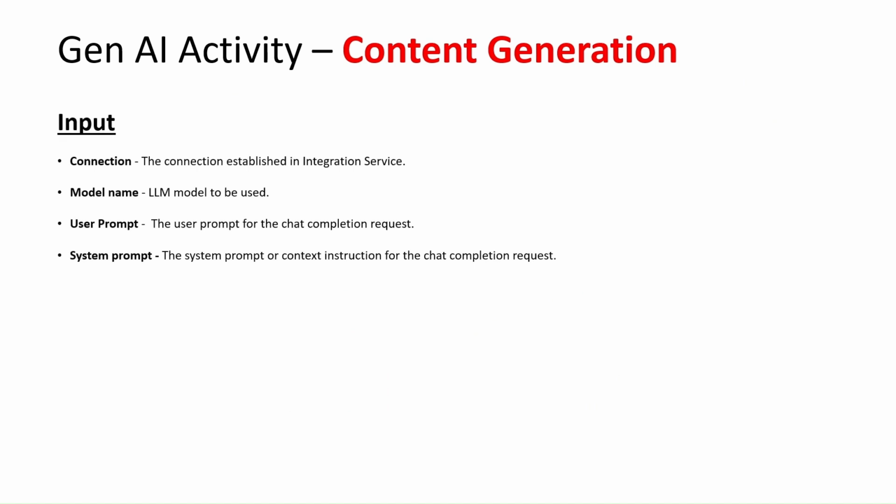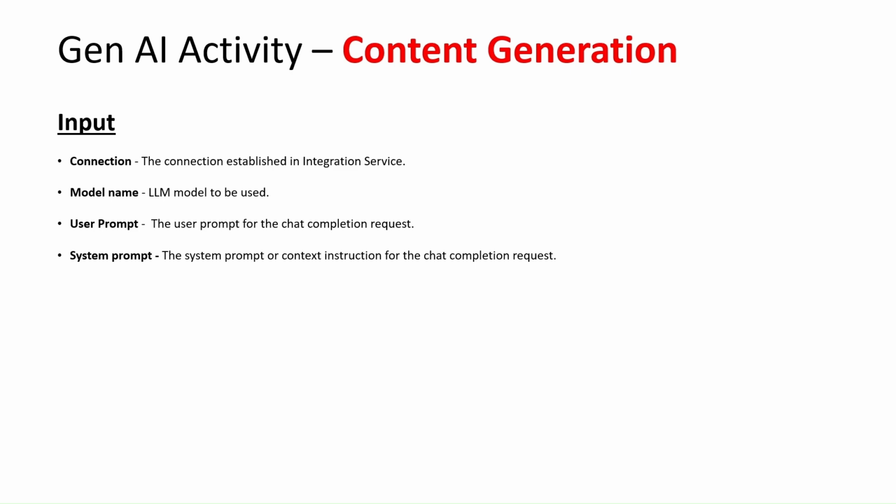As an input, this particular activity expects three mandatory parameters. One is the connection, the connection we have established in the integration service, right? Second is the name of the model that we want to use. So we have to pass in the model name. Third is the user prompt. The user prompt is something that the user will pass in. For example, as a user, I want the LLM to generate content around a specific topic, or generate content around how to draft a specific type of email. So this is my user prompt. I am telling the LLM what needs to be done.